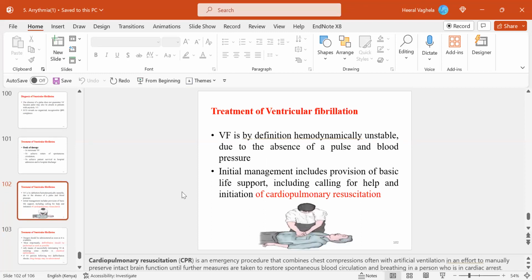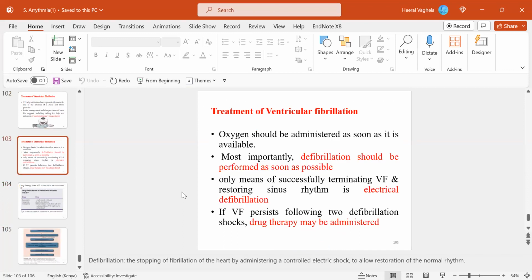You perform CPR if, of course, they're not at the hospital, and electrical defibrillation if they're in the hospital. And oxygen should also be administered as soon as possible, because if there is no pulse or no blood pressure, then blood is not being pumped to other organs. So oxygen should be given so that it does not cause a lot of damage to your other organs.